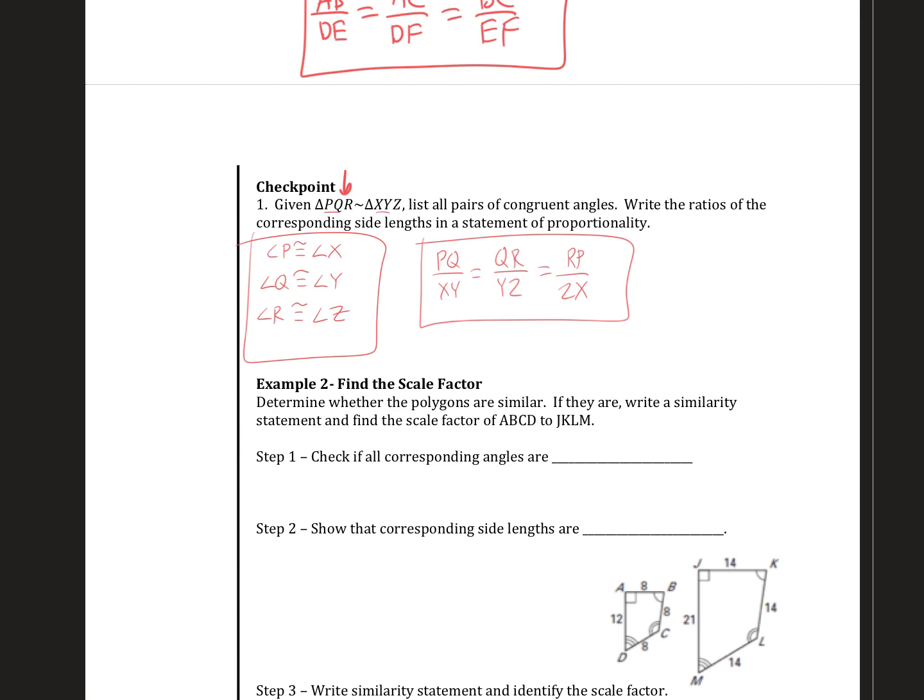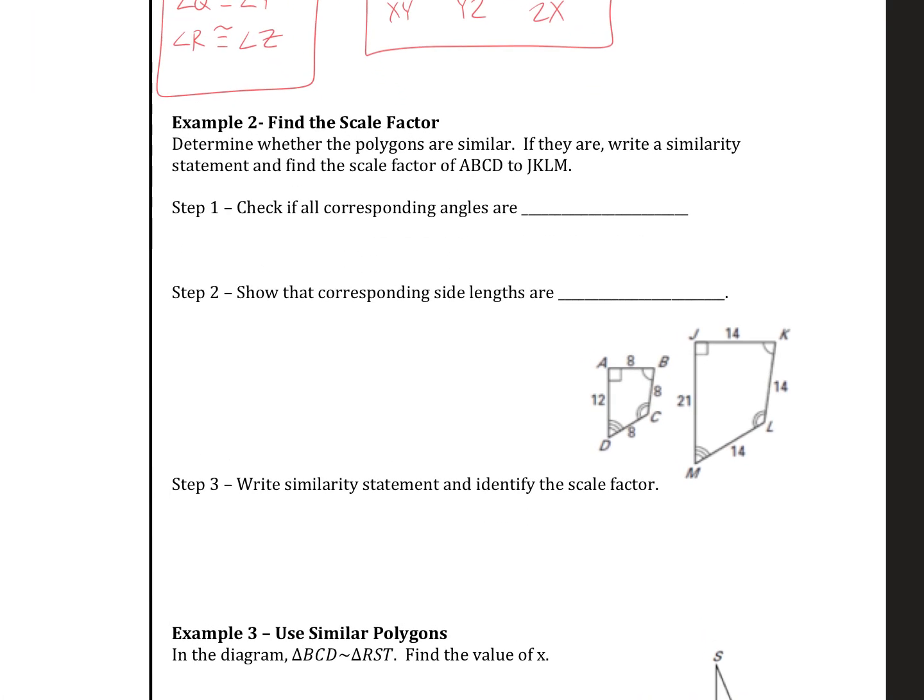Okay, so in the last example, we were able to assume that the two shapes were similar because they gave it to us that way. This time we're going to actually prove that they're similar, which is a little bit different. It's the same kind of process, but we actually have to show that everything matches up nicely, okay? So step 1. We have this shape ABCD and JKLM, and we're trying to show that they are similar. First thing we need to do is show that all the corresponding angles are congruent.